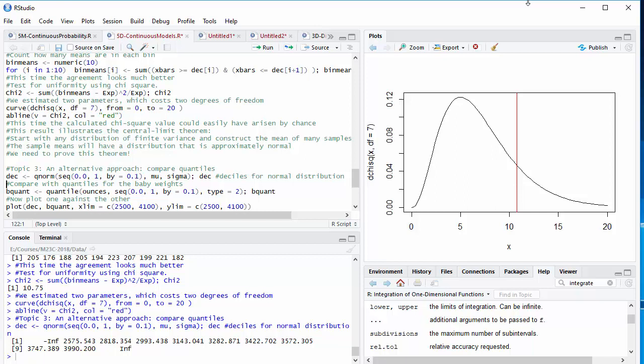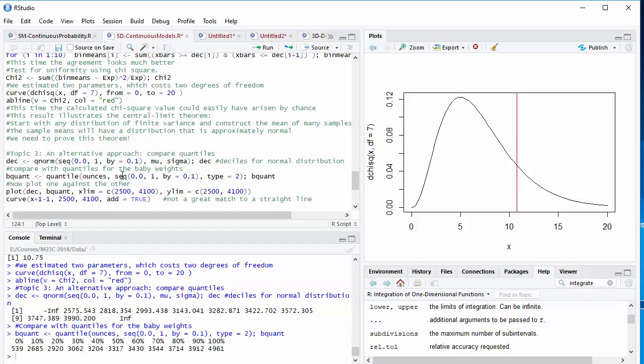Now, there's another quick and dirty way of testing this. Here we have the deciles for the normal distribution. We have a sequence that runs from 0 to 1 in increments of 0.1. Here, for comparison, we've computed the quantiles for the baby weights, again using the same sequence. This type equals 2 is there because in the case of discrete distributions, there are a number of different possible conventions for quantiles, and I decided I liked number 2 the best.